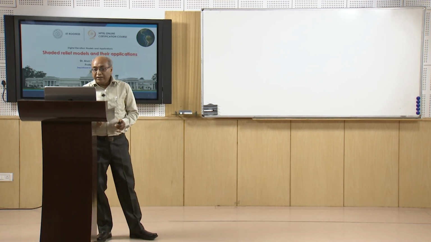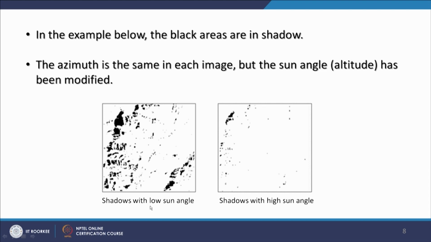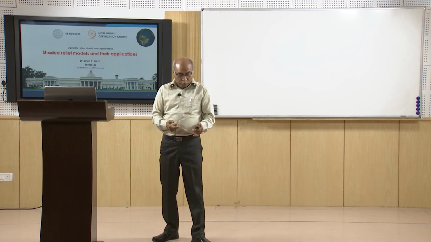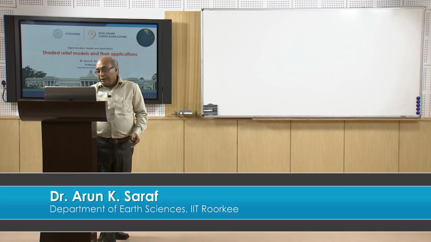Now, in the example here, the azimuth is the same in each image, but the sun angle, the altitude, has been modified. These two examples depict that when we have a low sun angle, meaning low sun elevation in the morning or evening when the sun is near the horizon, then shadows are longer, and this is what it is depicting here. Whereas when the sun is at a high elevation angle or overhead, you won't have any shadow at all in a perfect overhead scenario. But depending on the season and where you are located, sometimes even at noon you may get some shadows. That is the example given here.